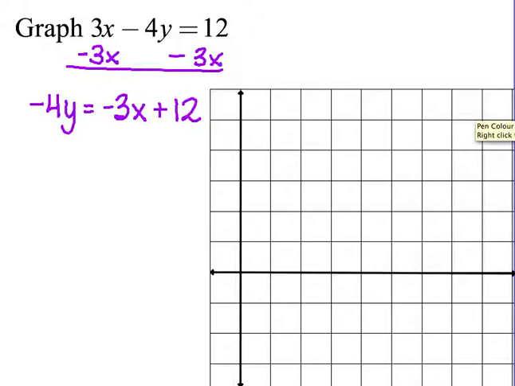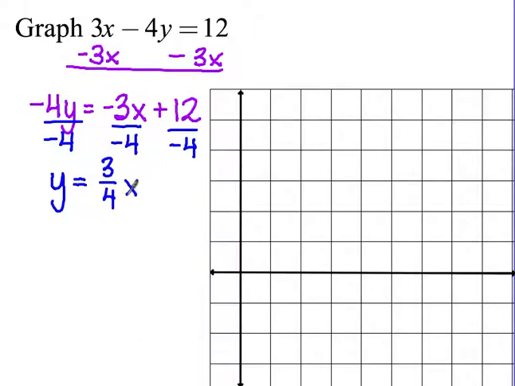What do I do now? Divide by -4. So I'm going to divide each individual component by -4. What do you get on the left? Y equals 3/4 x, and then plus -3, or I could have -3. Doesn't matter, they're the same thing.